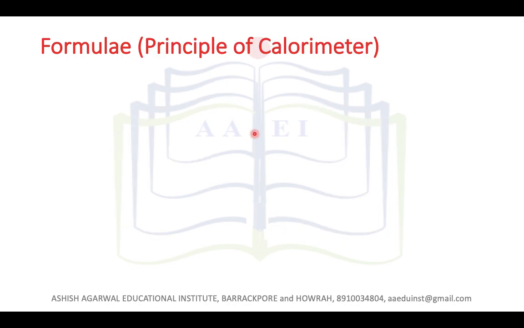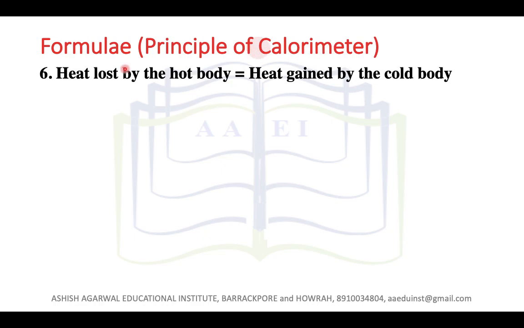Moving forward, formula for principle of calorimeter. This is a very important topic of the chapter. We have varieties of numericals from this chapter. What the principle of calorimeter says is that heat lost by the hot body is equal to heat gained by the cold body. It is so obvious that when you keep physical contact between two bodies, one at a higher temperature and another at a lower temperature, heat is going to flow from the hot body to the cold body.